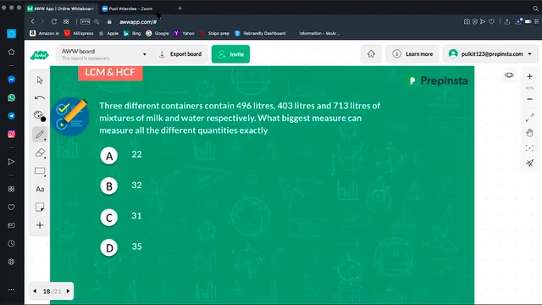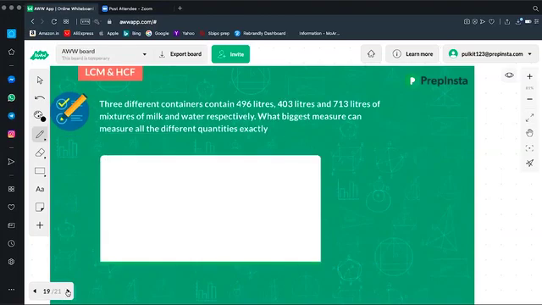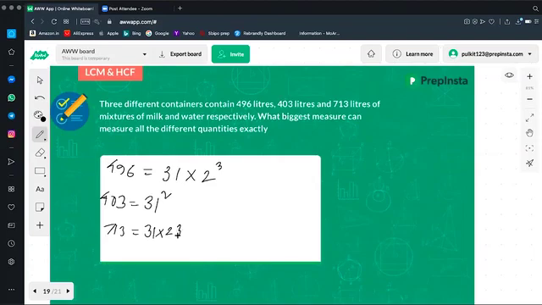Okay. Guys, let us quickly move on to the solution of this. So 496 can be factorized as 31 into 2 cube. 403 can be written as 31 whole square. And 713 can be written as 31 into 23.